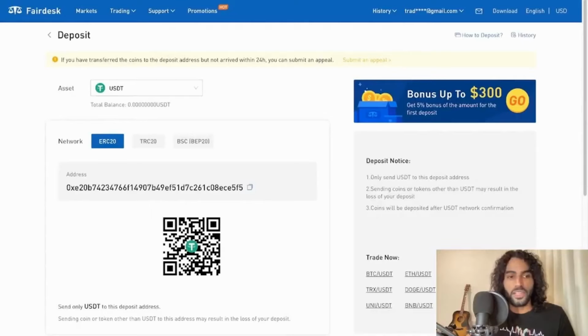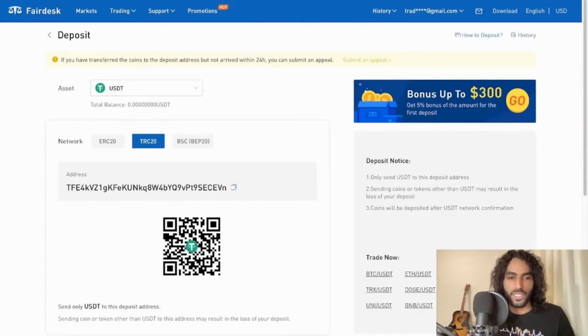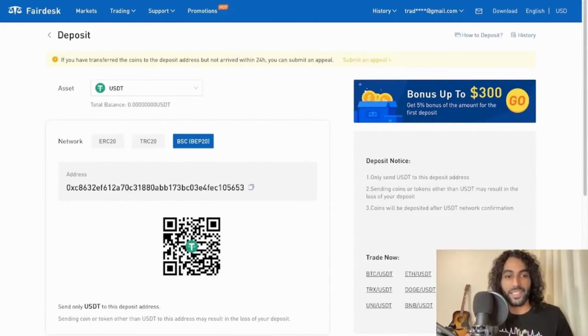I prefer to use the TRC20 network if you want to deposit. You just scan this QR code with your Coinbase or whatever wallet you're using, and you automatically deposit the amount of money from your wallet to here. However, you have to use the same network here, TRC20 or BSC, and this one will be perfect as well.